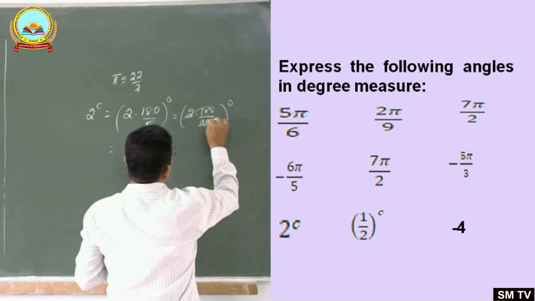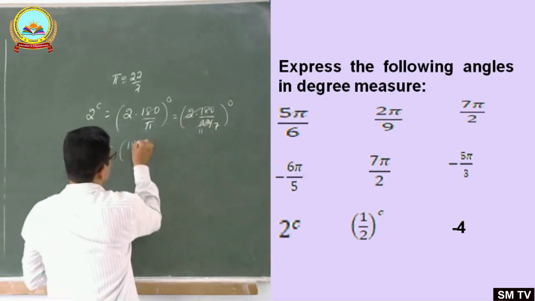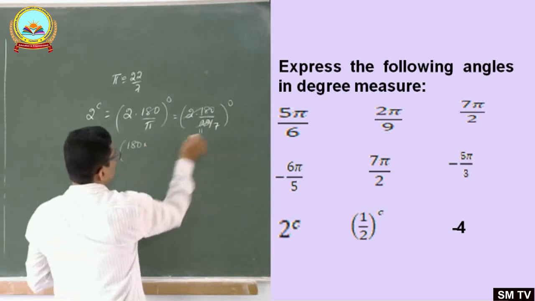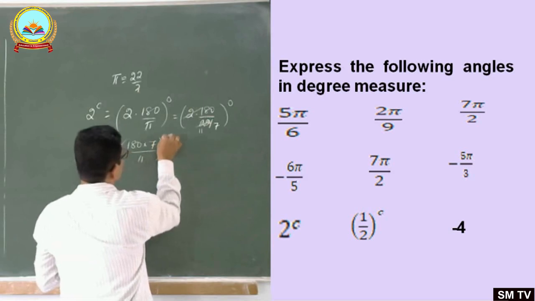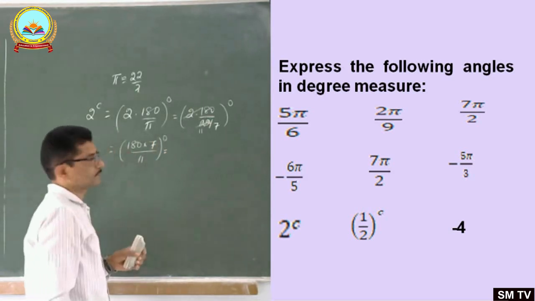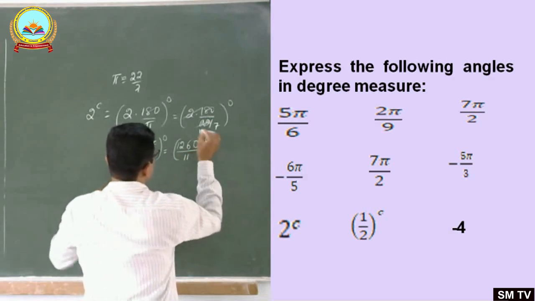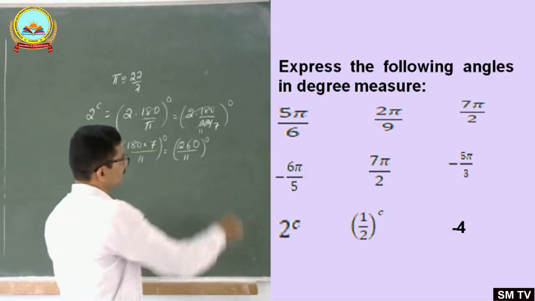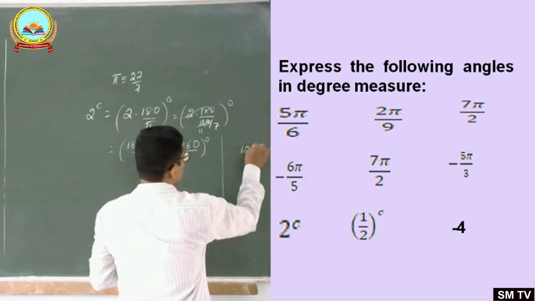This 2 divided by 22 gives 1 over 11. 7 into 180, that is 180 into 7 divided by 11 degrees. It's clear? It's 1260 divided by 11 degrees. This one is an improper fraction, so here we use the division algorithm.